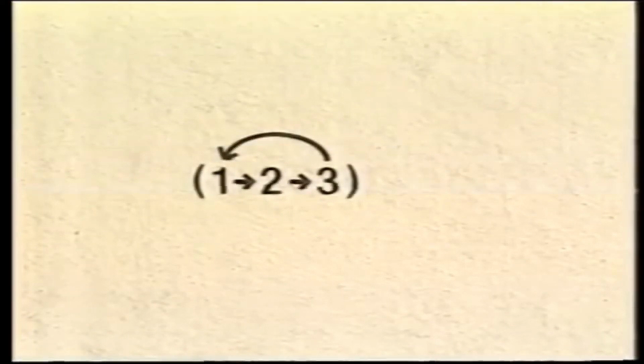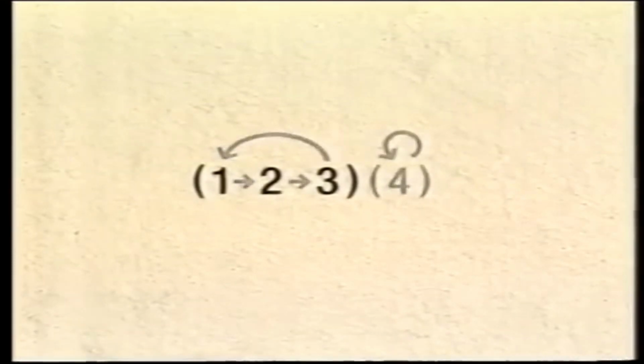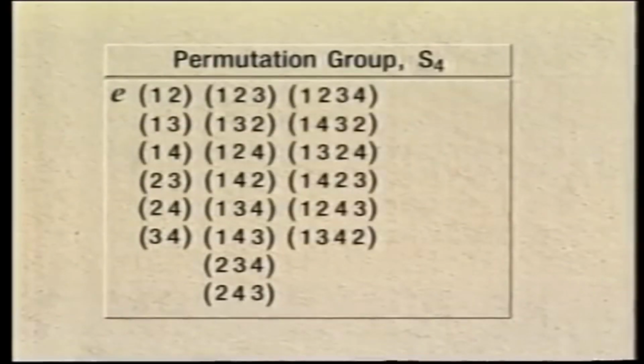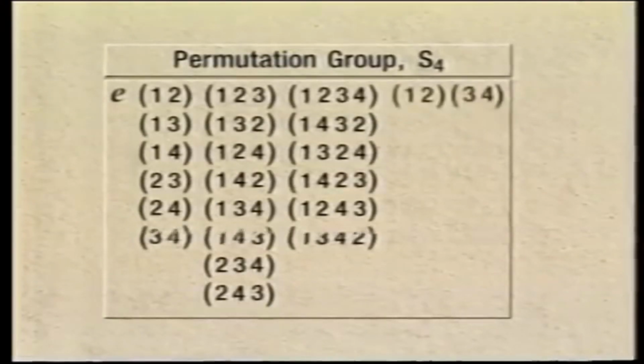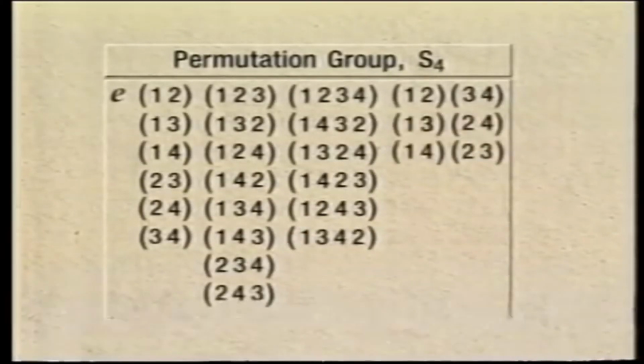3 cycles, like this one, where the symbol 1 is mapped to 2, 2 is mapped to 3, and 3 back to 1. The missing symbol 4 is fixed. There are 8 of these. Then there are 6 4 cycles, which move all 4 symbols. Finally, pairs of transpositions like this one, which interchanges 1 and 2, and interchanges 3 and 4. There are 3 of these.